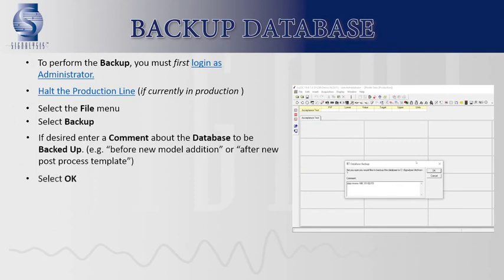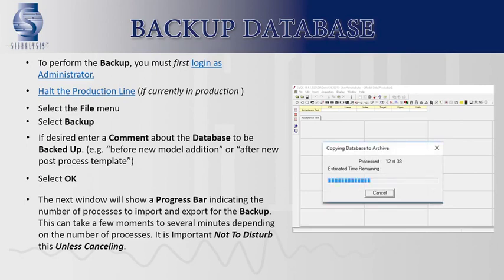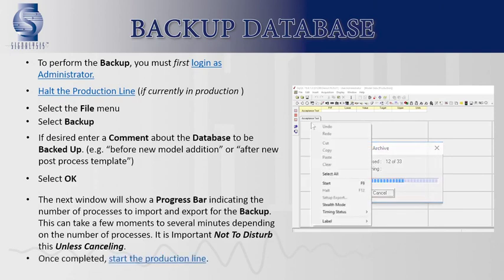Select OK. The next window will show a progress bar indicating the number of processes to import and export for the backup. This can take a few moments to several minutes depending on the number of processes. It is important not to disturb this unless canceling. Once completed, start the production line.